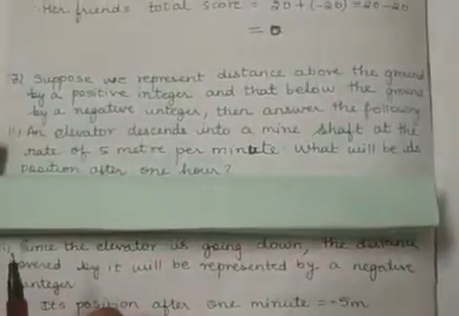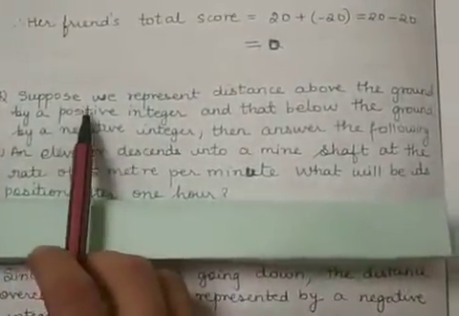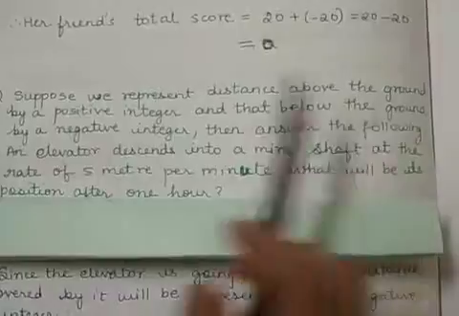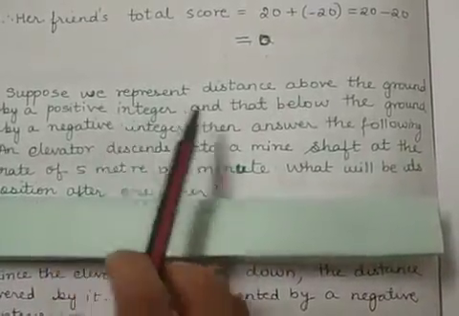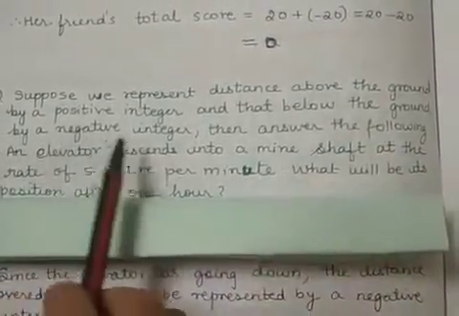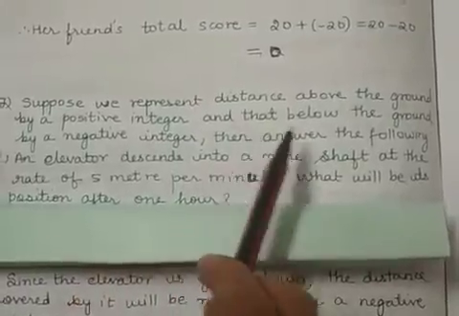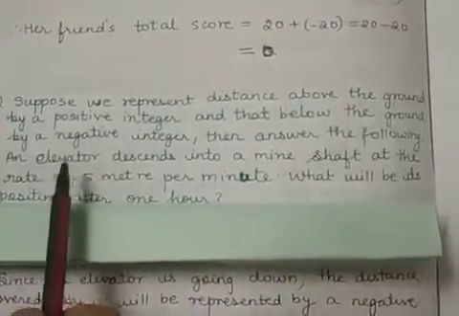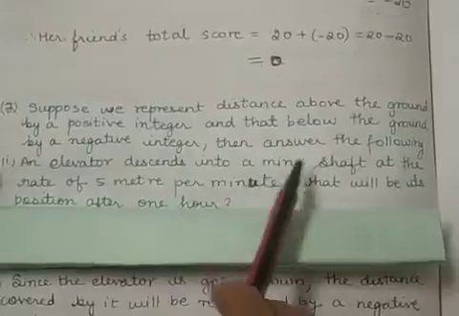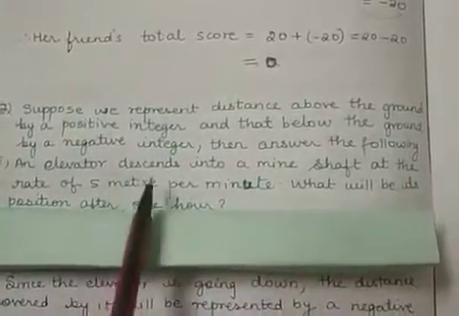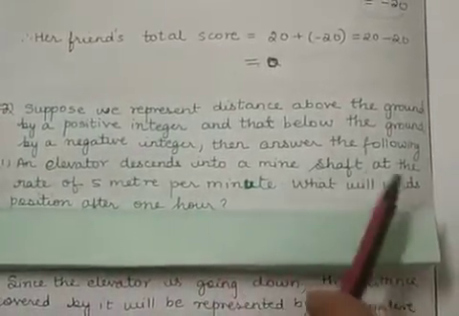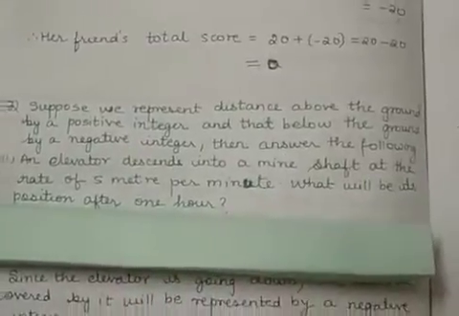In this video, let us see the second main question. Suppose we represent distance above the ground by a positive integer and that below the ground by a negative integer. Then answer the following. An elevator descends into a mine shaft at the rate of 5 meters per minute. What will be its position after 1 hour?